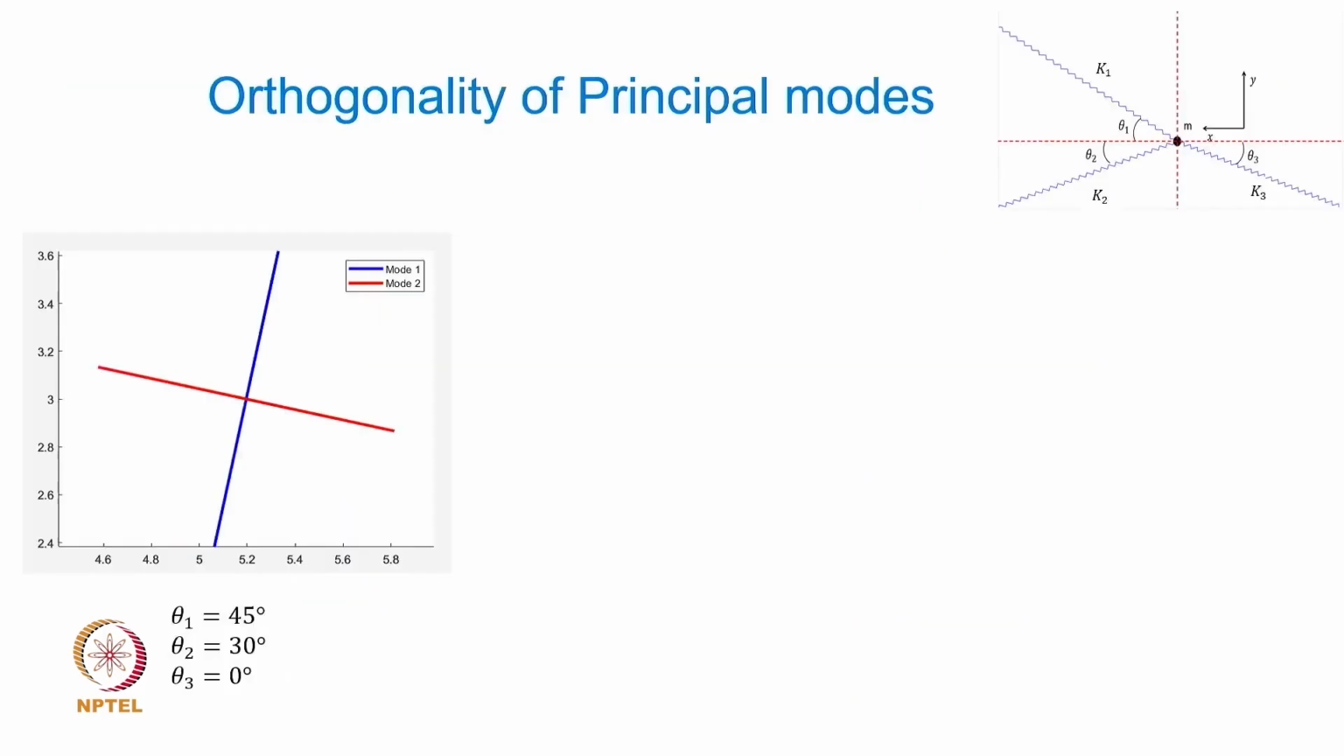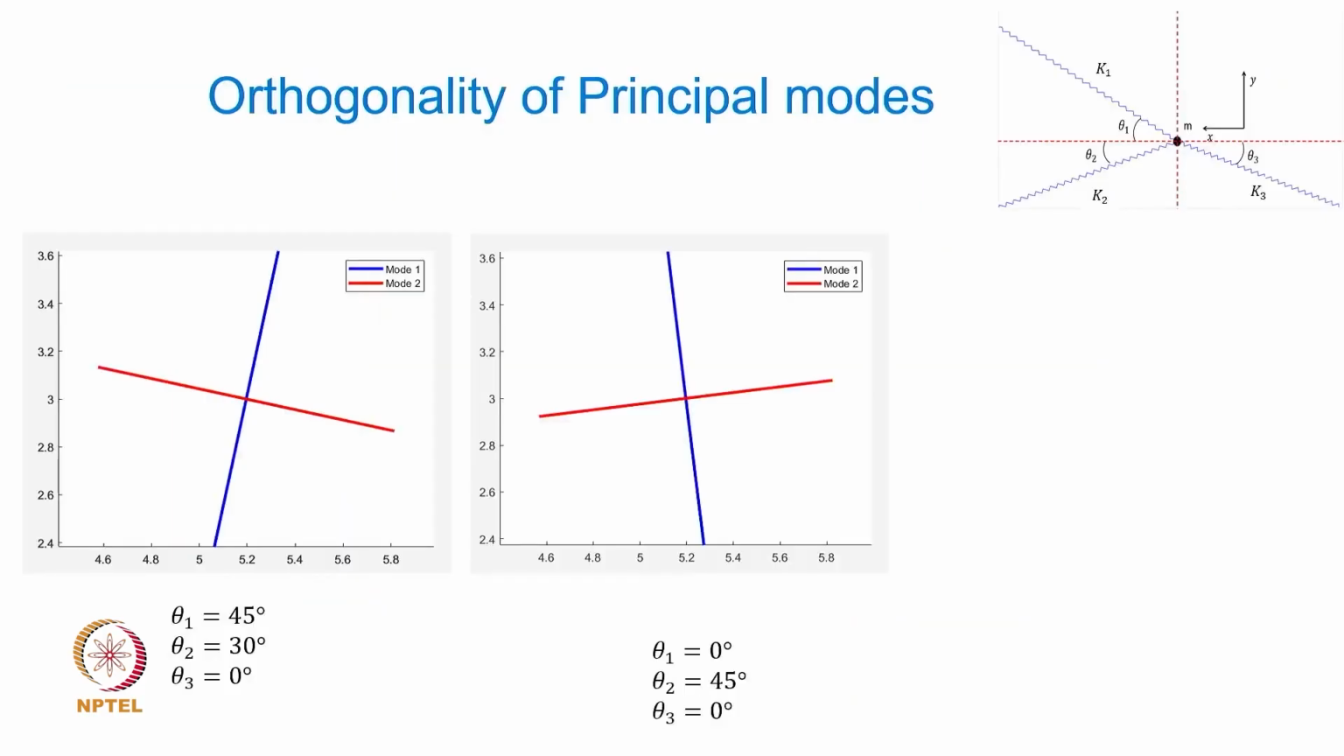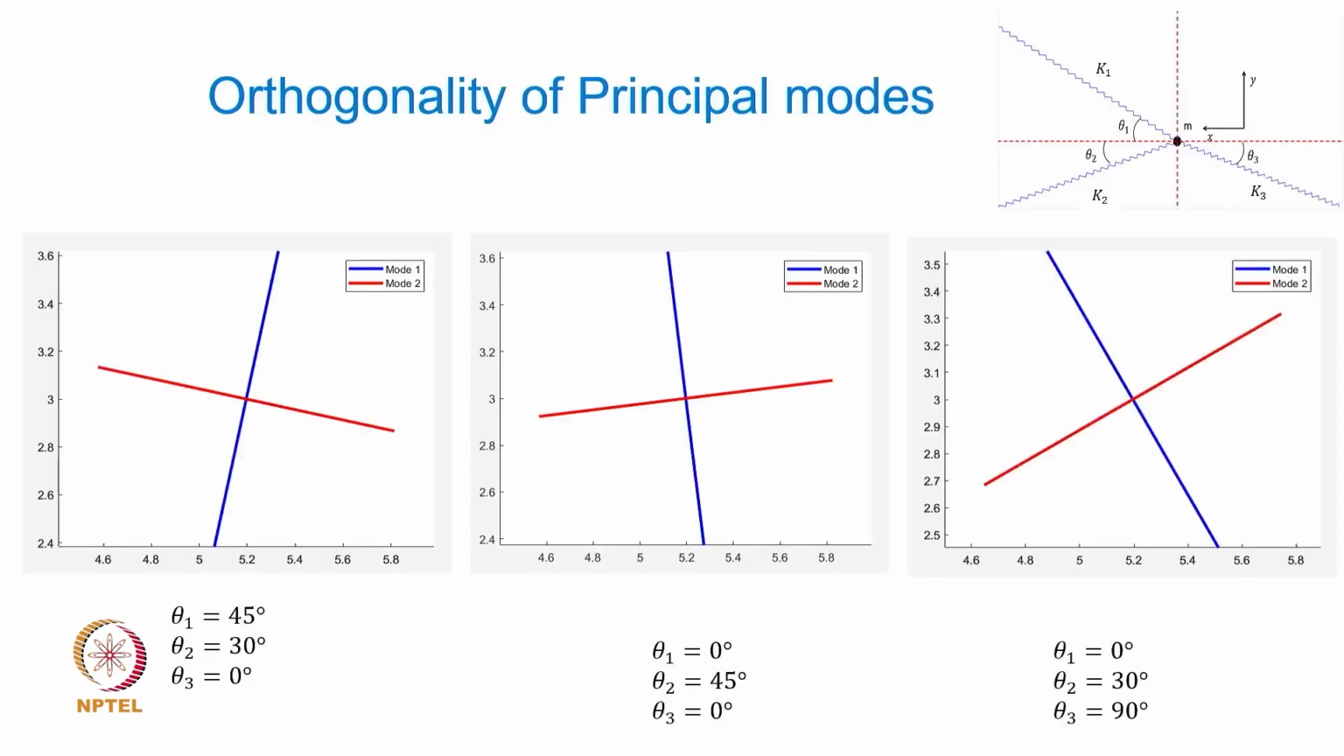So I have used 2 more configurations of the spring orientations, and you can see that in each case, based on the values you use, with the same spring constants but different orientations, you can show that the 2 modes are orthogonal to each other. Of course, if there are n degrees of freedom, then making a geometric visualization or interpretation may not be convenient, and it's not possible. But in general we can say that all the modes that you get are orthogonal to each other.